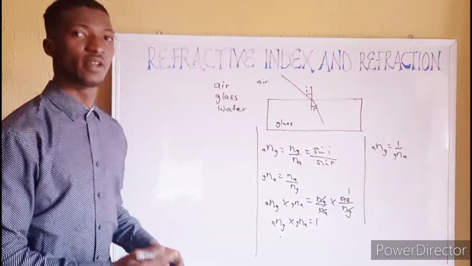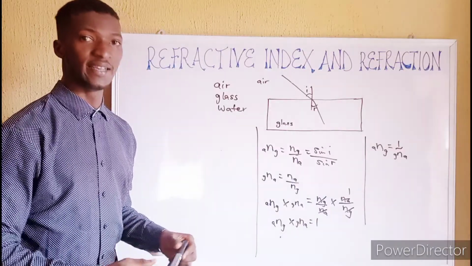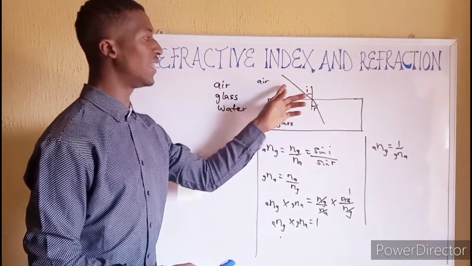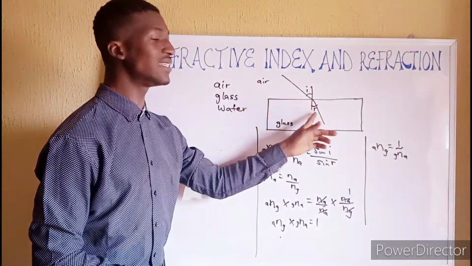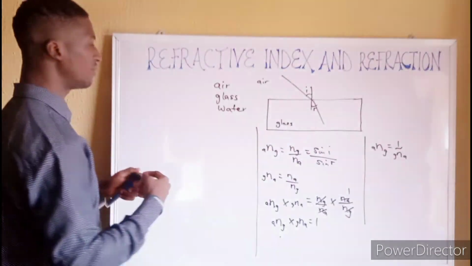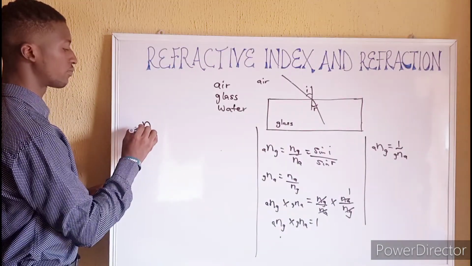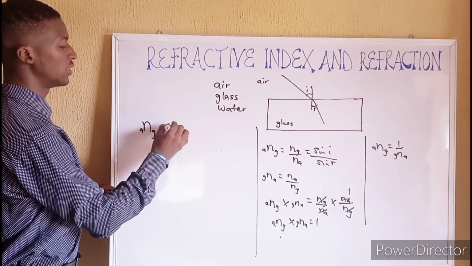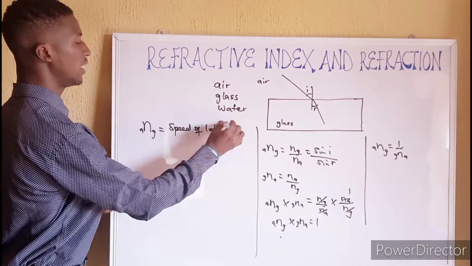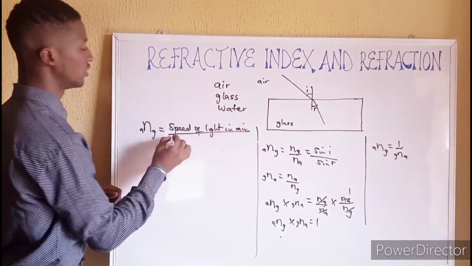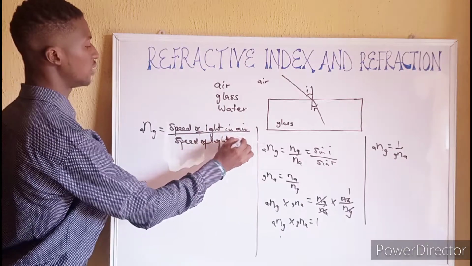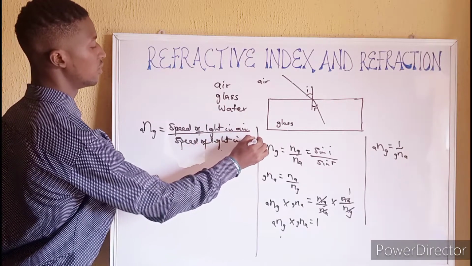Because the refractive index of light varies alongside the velocity, meaning that the speed at which the light moves in air is not the same as the speed at which it moves in glass, we can as well determine the refractive index of air to glass to be the speed of light in air over the speed of light in glass.